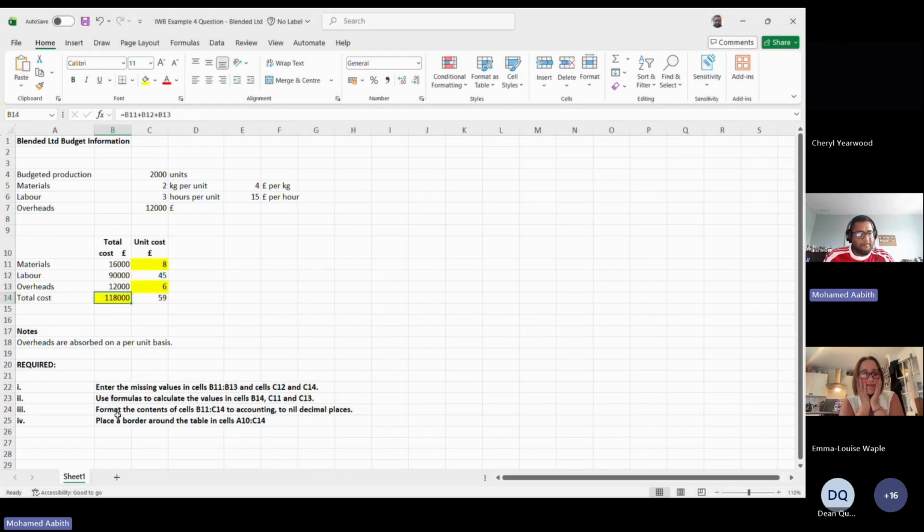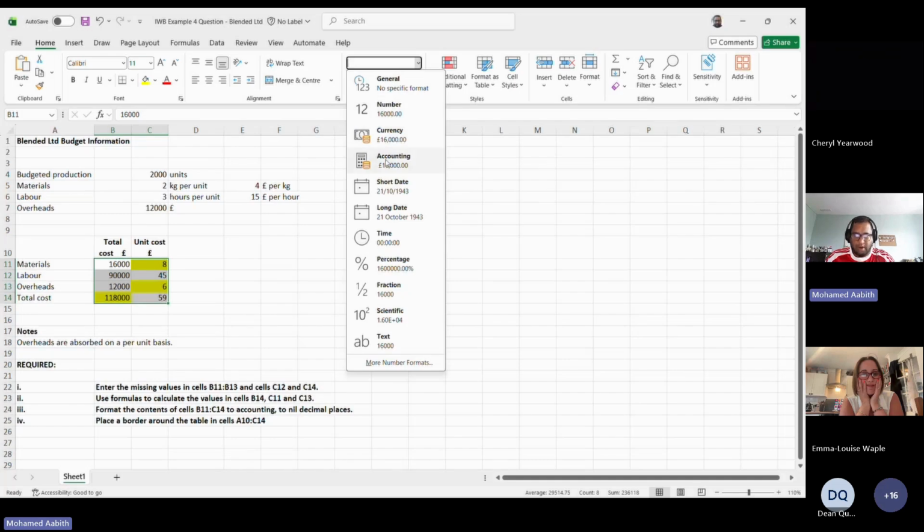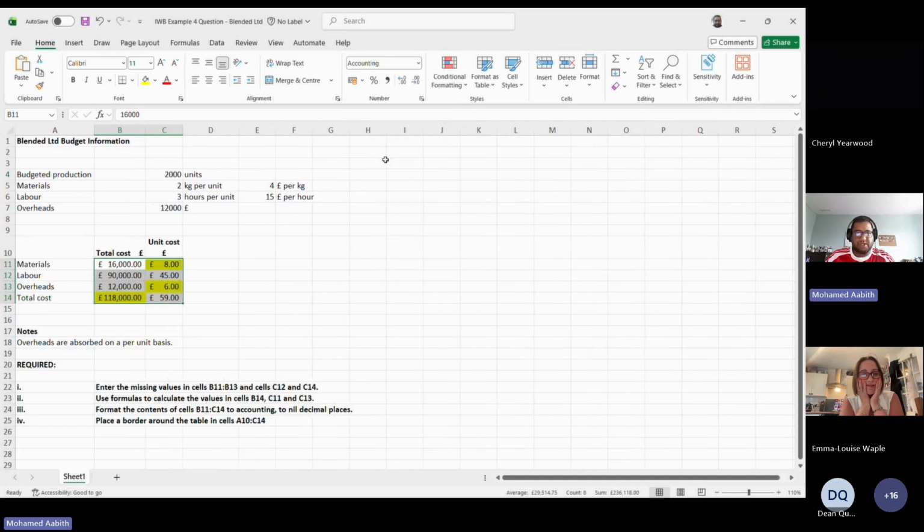They're asking you here to format the cells B11 to C14 to accounting and nil decimal places. So here we have B11 to C14. We're going to change that to accounting. Can you see that here? There's the accounting option, and then nil decimal places. You get rid of the decimal places by clicking on the decrease decimal. If you want more decimals, you can add them here. So now can you see it has an automatic 1,000 separator, a pound sign in front, and it no longer has any decimals.